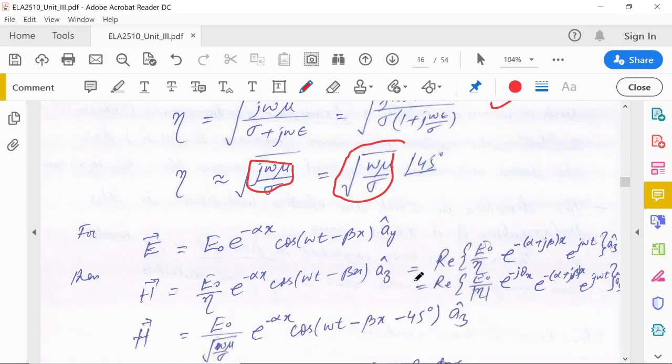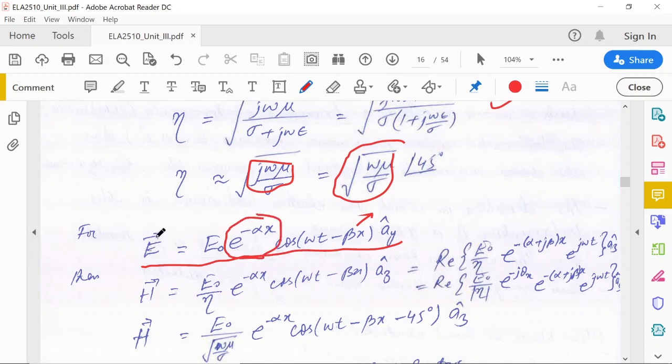Now to understand the electric and magnetic field here, what we have already obtained is E equals E naught e to the power minus alpha x cos of omega t minus beta x, in the direction ay. So x is the direction of propagation, and the electric field is along the y-axis, and there you have the attenuation factor, E naught e to the power minus alpha x.